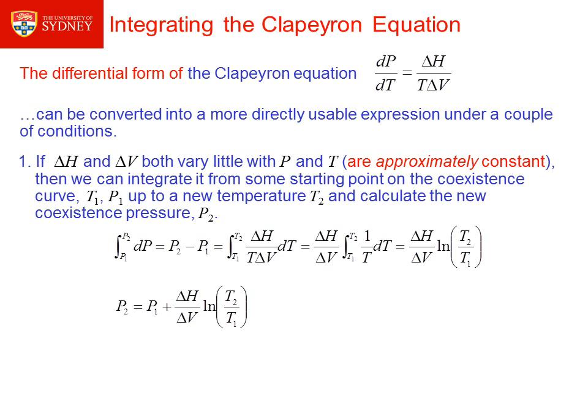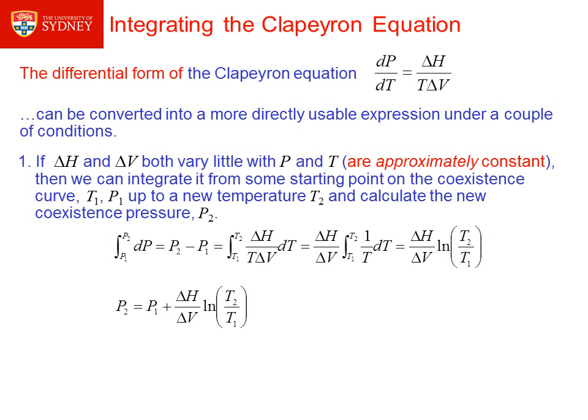It can be converted into a more directly usable expression under a couple of conditions. First, if delta H and delta V both vary little when P and T are changed, that is, they're approximately constant, then we can integrate it from some starting point on the coexistence curve, T1, P1, up to a new temperature, T2, and calculate the corresponding new coexistence pressure, P2. It's shown in this expression here.